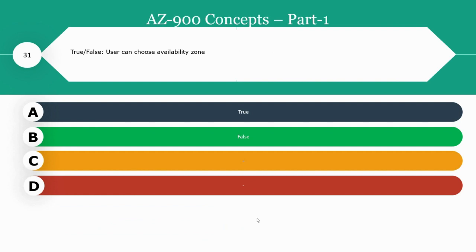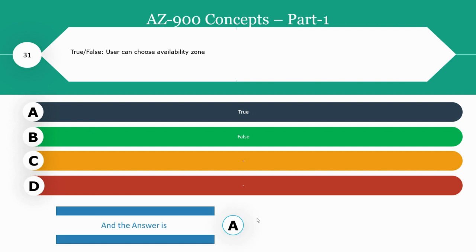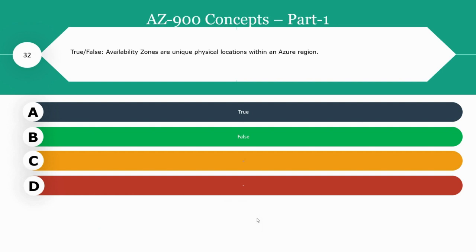True or false? User can choose availability zone. The right answer will be true. Regions and availability zones need to be selected while creating a resource in Azure. And so option A is the correct answer.